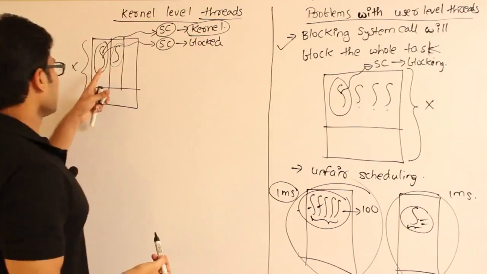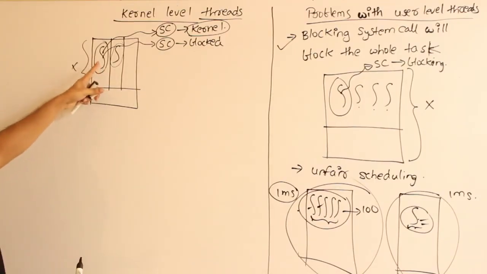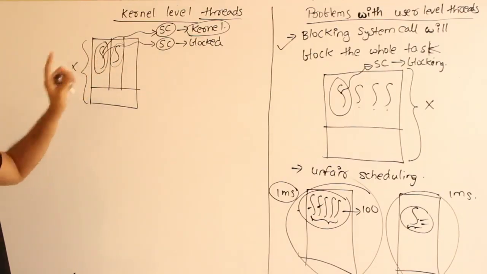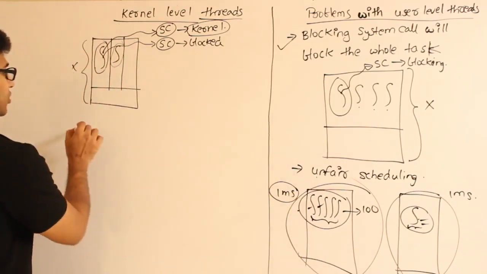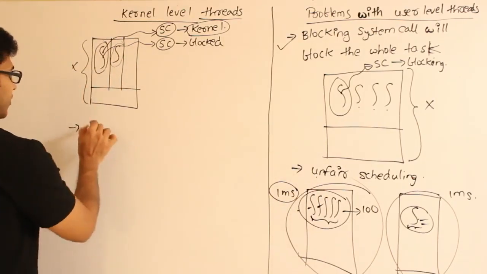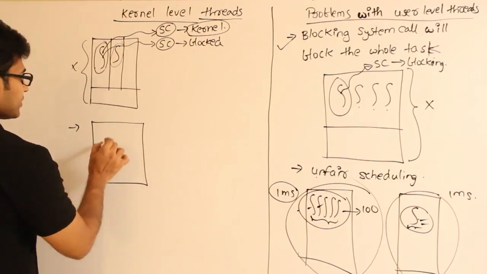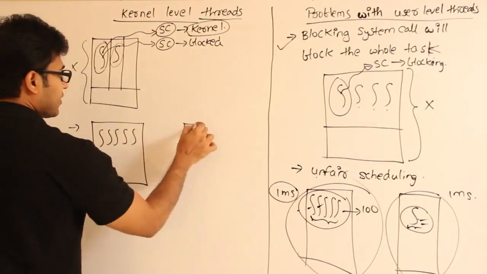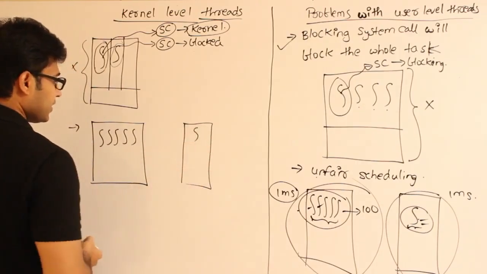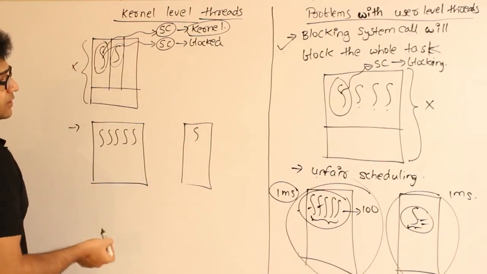But here, one blocking system call will block only a single thread, not the whole task. And also the second problem can be solved. So what is the second problem? Unfair scheduling. Now if the kernel has created the threads, and if it knows that there are 100 threads in this task and only one thread in this task, then the kernel will appropriately schedule the threads.